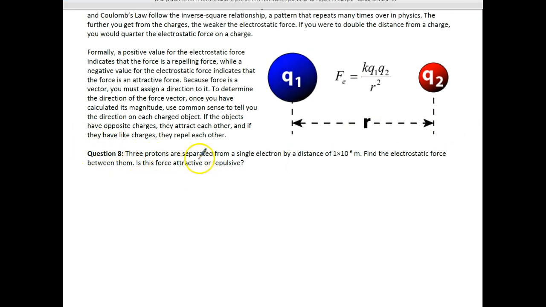First question. It says 3 protons are separated by a single electron at a distance of 1 times 10 to the negative 6 meters. Find the electrostatic force between them. Is it attractive or repulsive?